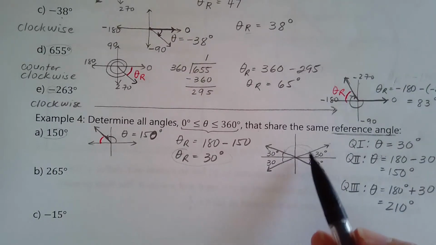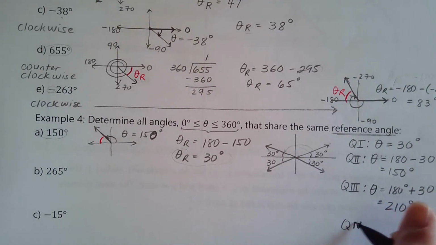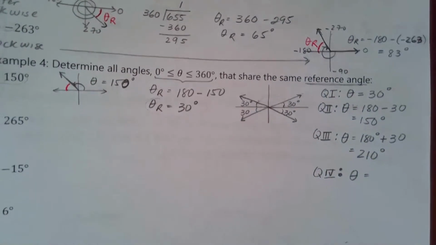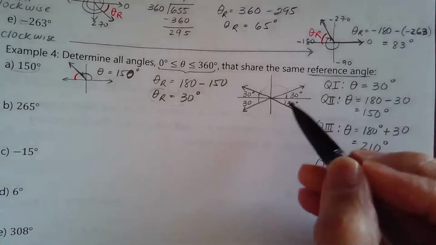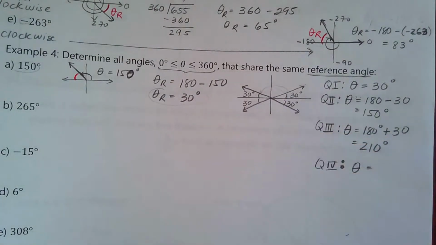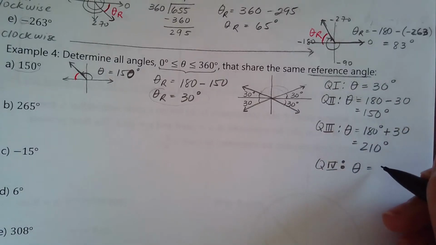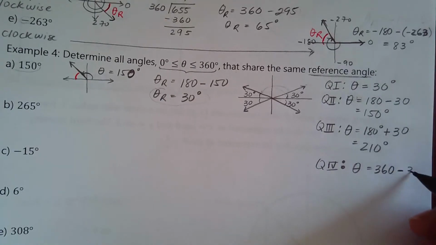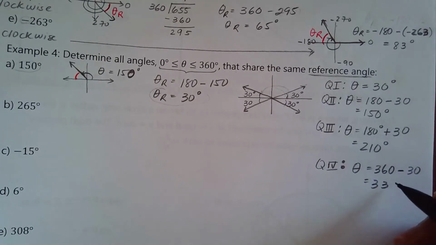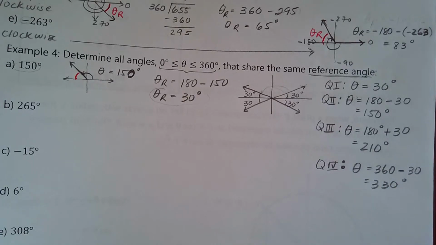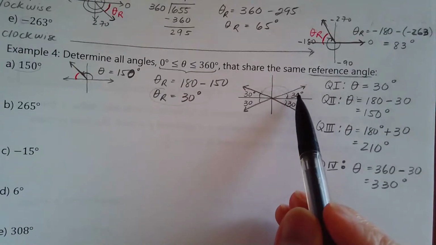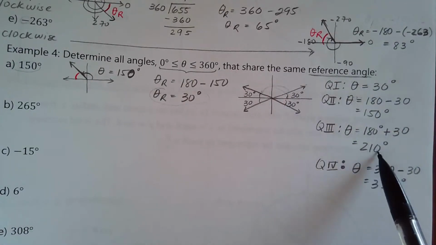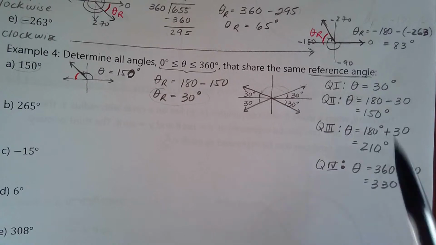And then finally in quadrant number 4, theta, fix it up a bit. How do we go from here all the way down there? That's going to be 360 minus 30, so 330 degrees. Okay, so all of these angles will have a reference angle of 30 degrees.